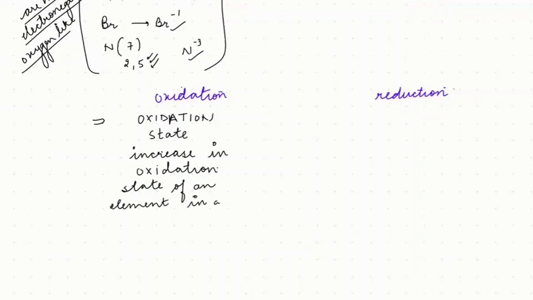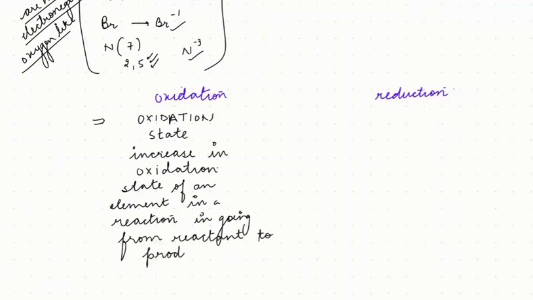in a reaction, in going from reactant to product. That is oxidation. And what is reduction?